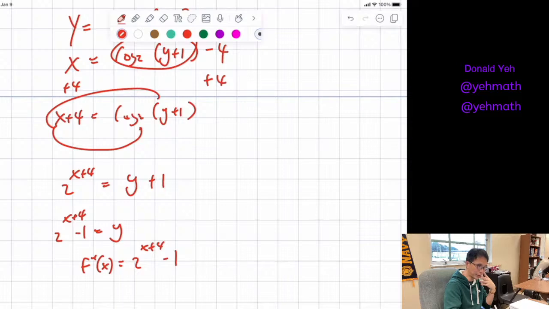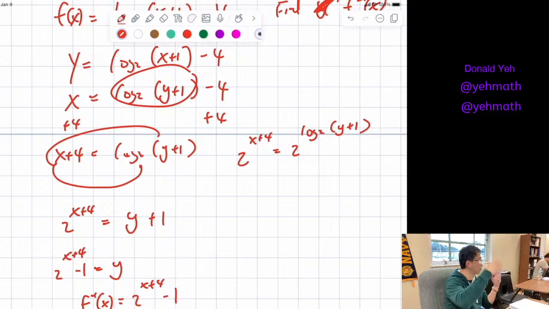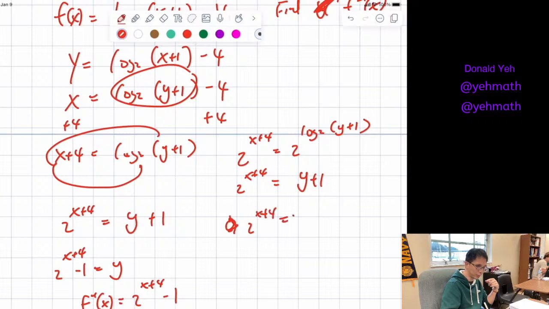This particular part here, you can do 2 to the x plus 4 equal to 2 to the log base 2 of y plus 1. So you raise the power on both sides. So it'll be 2 to the x plus 4 equal to y plus 1, and 2 to the x plus 4 minus 1 equal to y. So you can do it this way as well.